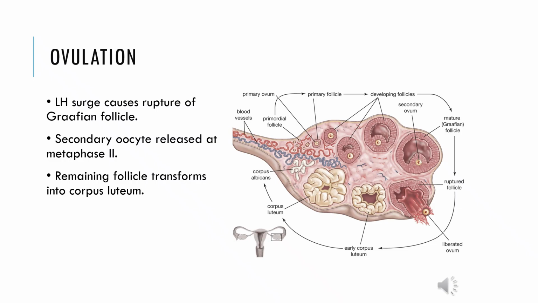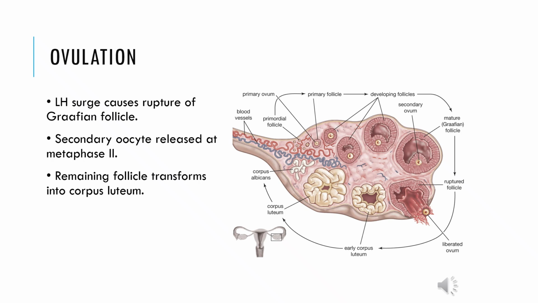Ovulation is the key event where the mature Graafian follicle ruptures and releases the oocyte. It usually happens around day 14 of a 28-day cycle. The trigger is a sharp surge in LH, which weakens the follicular wall and increases prostaglandins and enzymes like collagenase. These changes help rupture the follicle.